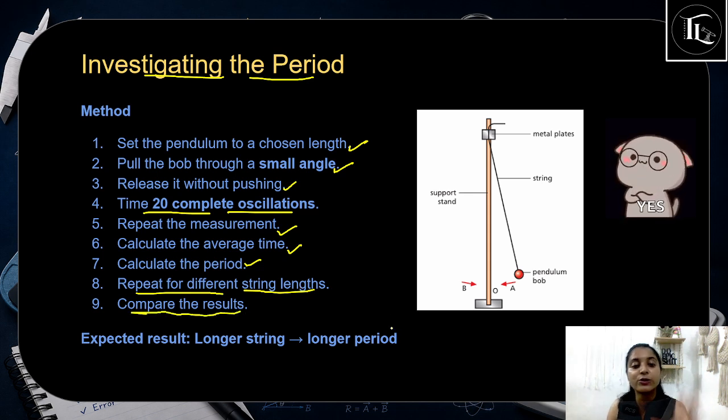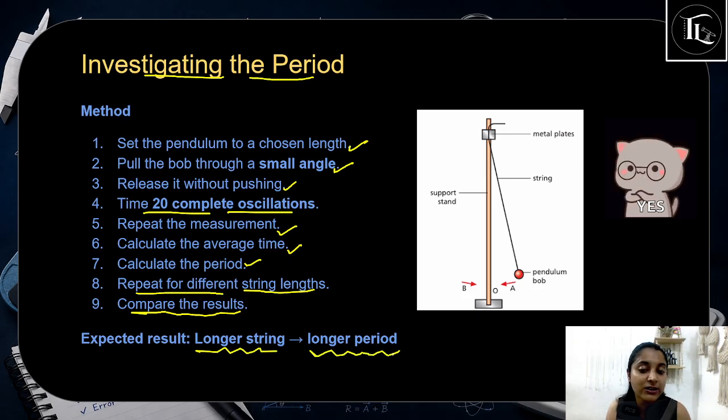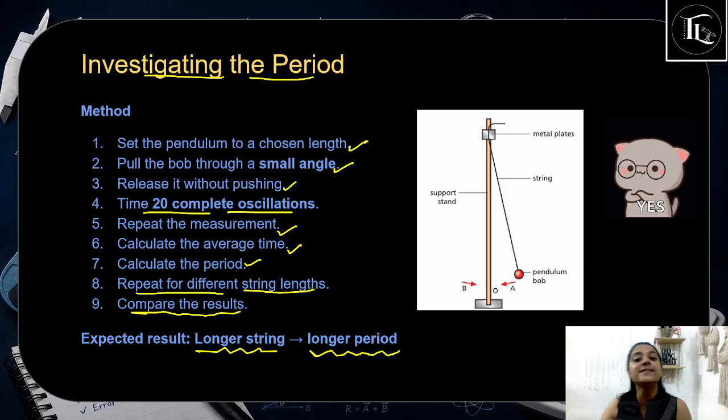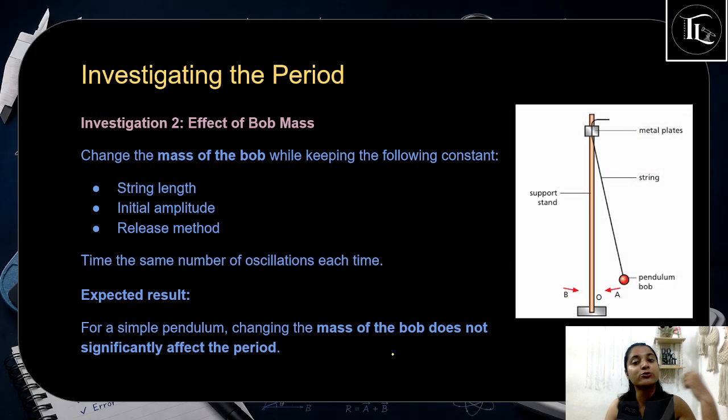And what do we find out? We find out that longer string means longer time period. So the time is going to increase with the increase in the length of the string. If we decrease it, the time period will decrease. This is one result. Now coming to the next effect.